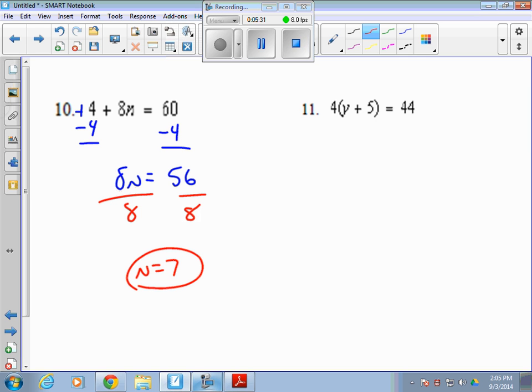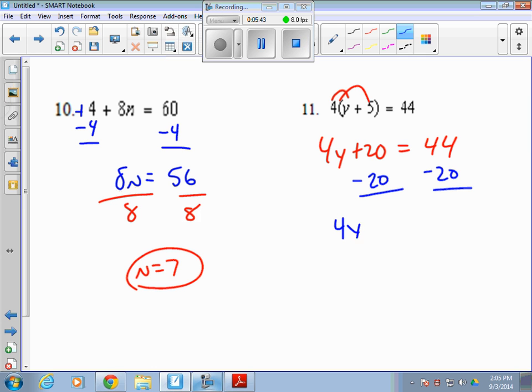Distribute first. 4 times y and 4 times 5. Undo the plus 20 before you undo the multiplying of 4. Subtract 20. 4y equals 24. Get rid of 4 times something by dividing by 4, and y equals 6.